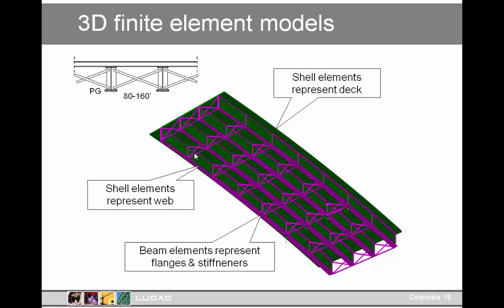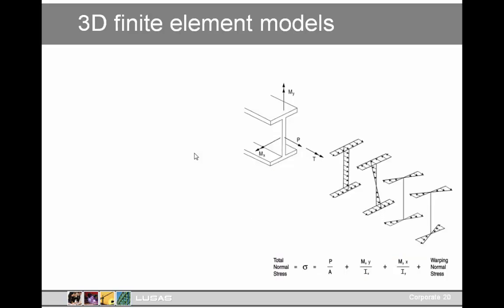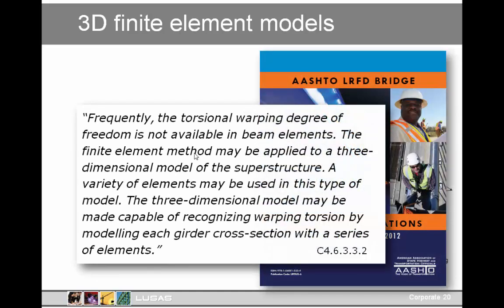The flanges could be represented using shell elements, however, normally the inaccuracy arising from assuming that plane sections remain plane for each flange would be acceptable. This kind of 3D model is able to show the torsional warping effects illustrated here, where we see the stress in the girder is made up of an axial component, a vertical bending component, a lateral bending component, and finally the warping part, where the top and bottom flanges are seen to be rotating in opposite senses.